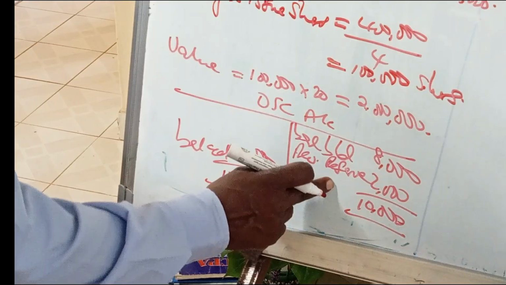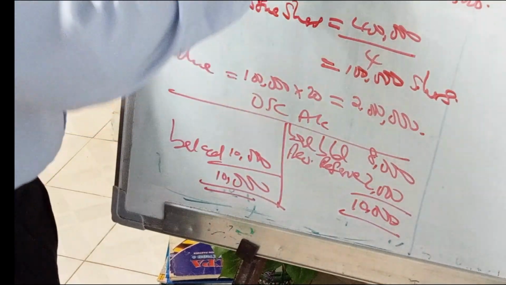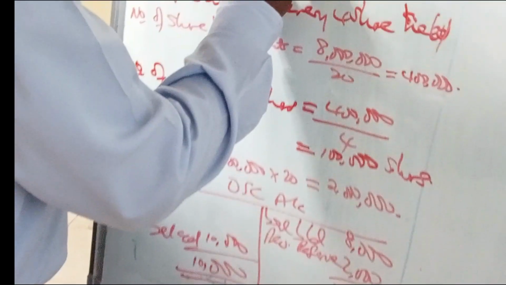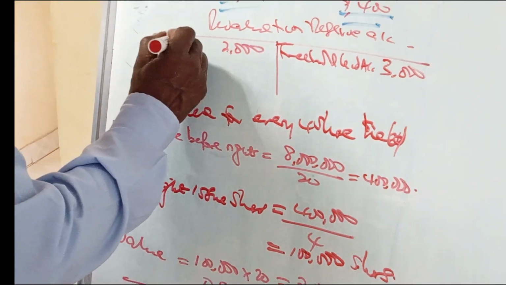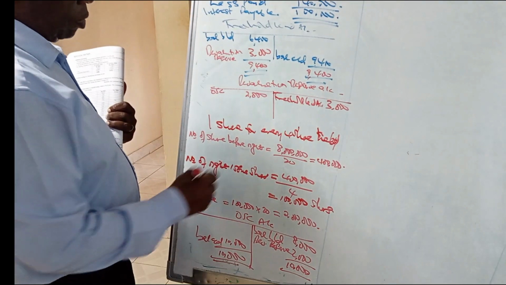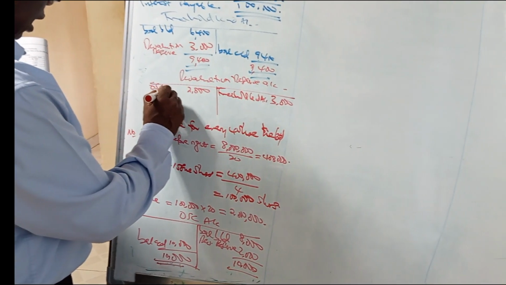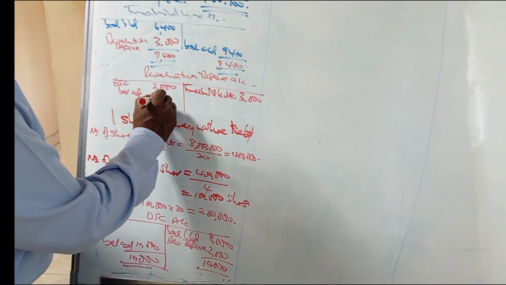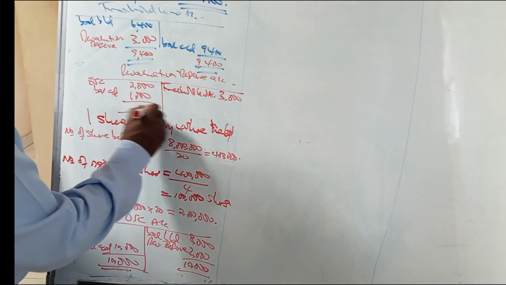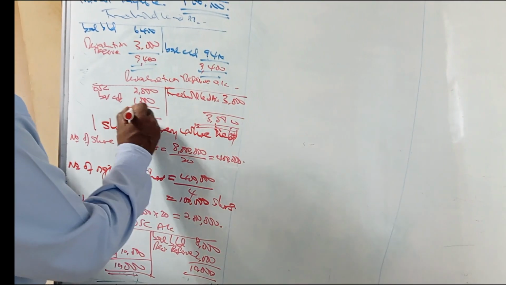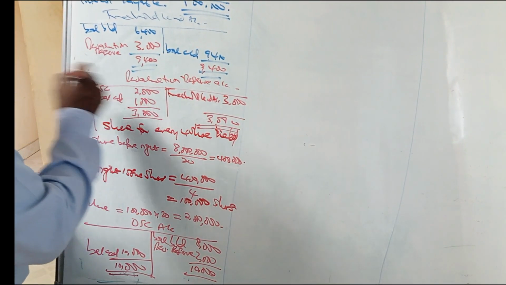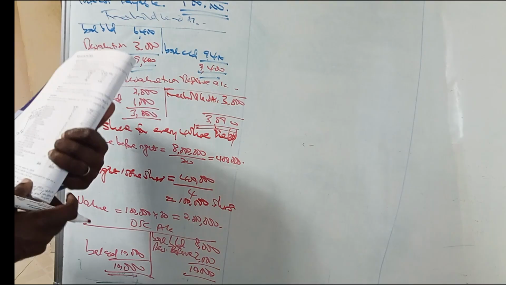But as we credit ordinary share capital, we debit revaluation reserve with the 2 million. It's being debited through our ordinary share capital, and therefore our revaluation reserve balance carried down is 1 million. 3 million less 2 million, so our balance carried down for revaluation reserve is 1 million.